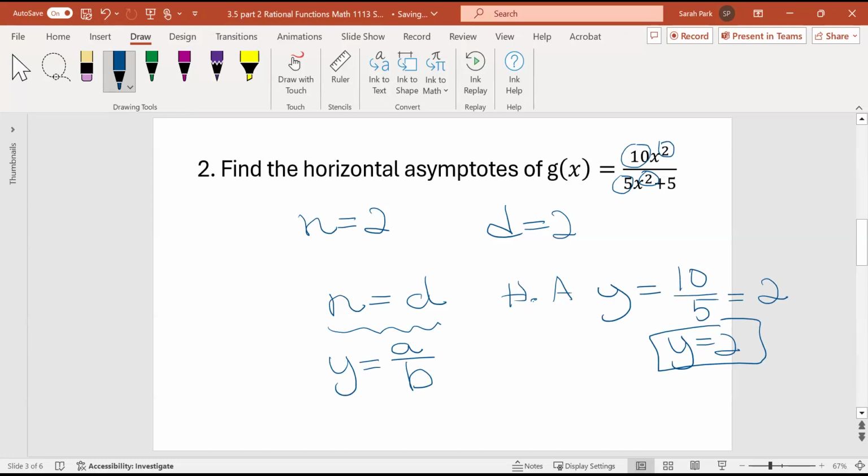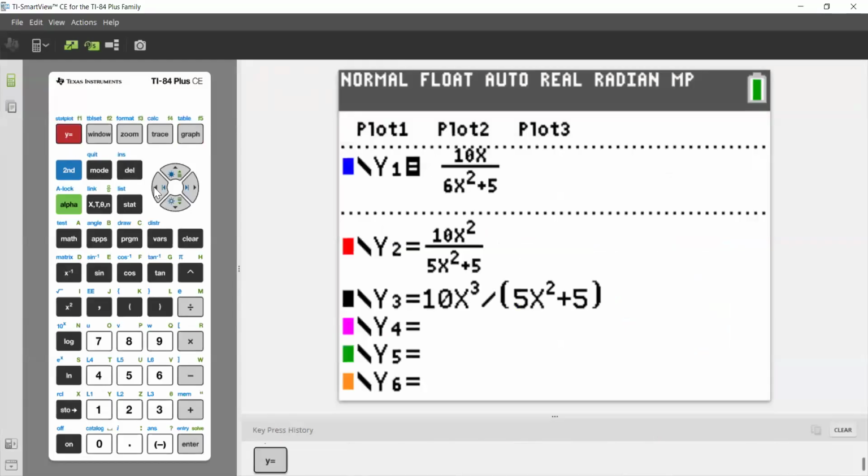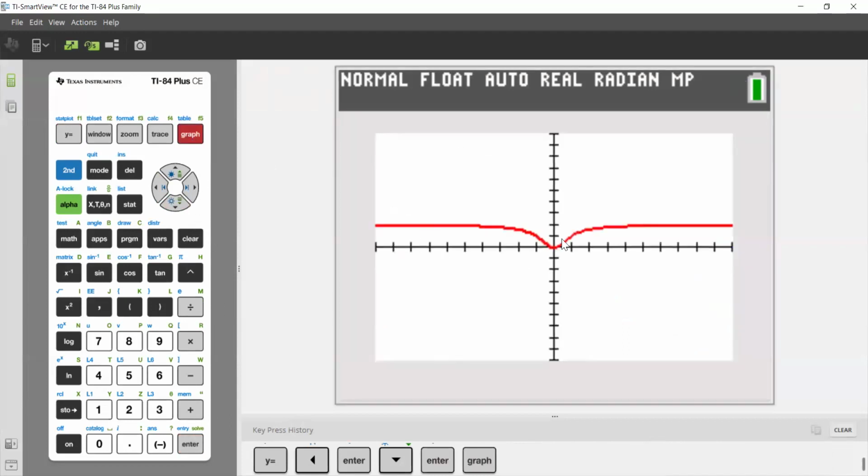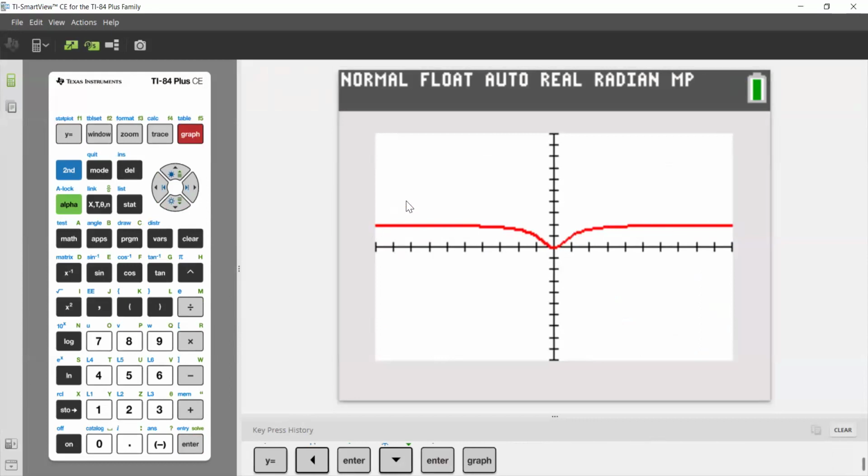So let's look at this example on the graphing calculator and see what it looks like when the horizontal asymptote is y equals 2. I've already typed in 10x squared over 5x squared plus 5. If we graph that, you can see as x approaches infinity, it approaches 2. And as x approaches negative infinity, it approaches 2. If I were to draw a horizontal line at y equals 2, it would be this line right here. You can see how the horizontal asymptote is at y equals 2.